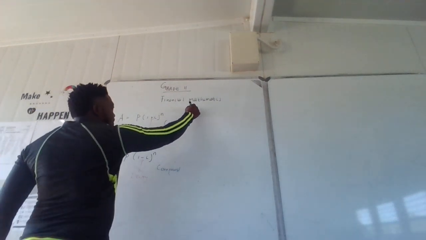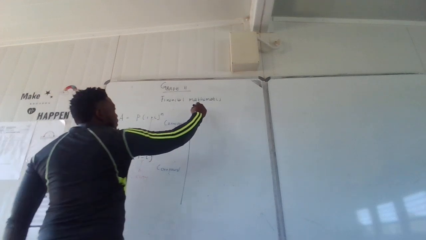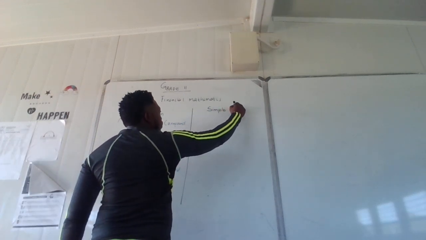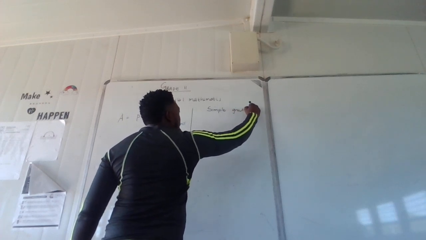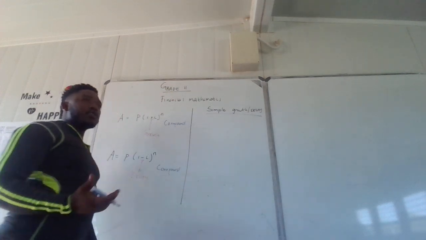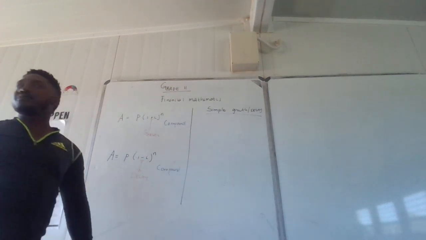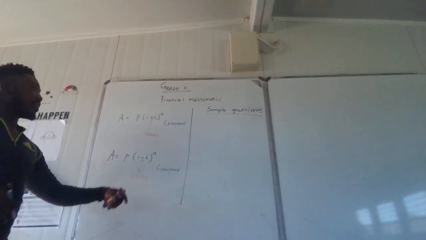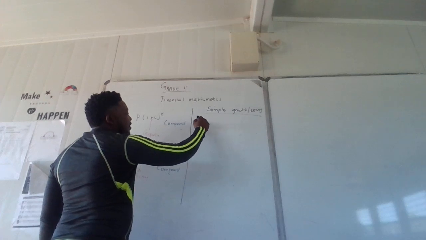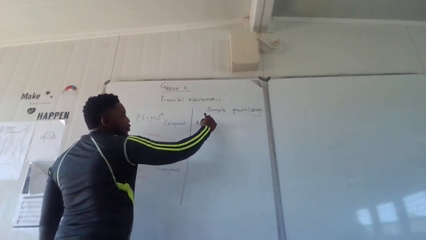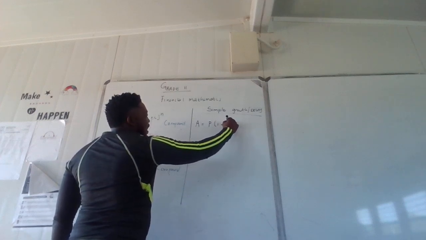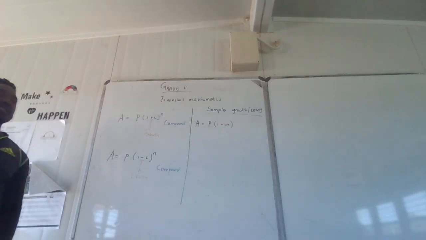And we have this one, we call them simple growth or decay. So we just realized that every time we have a positive, we are actually growing. When you have a minus, we are simply decaying. So we have A, which is the accumulated amount, the principal amount P, then (1 + in). So you must check the difference between the two.